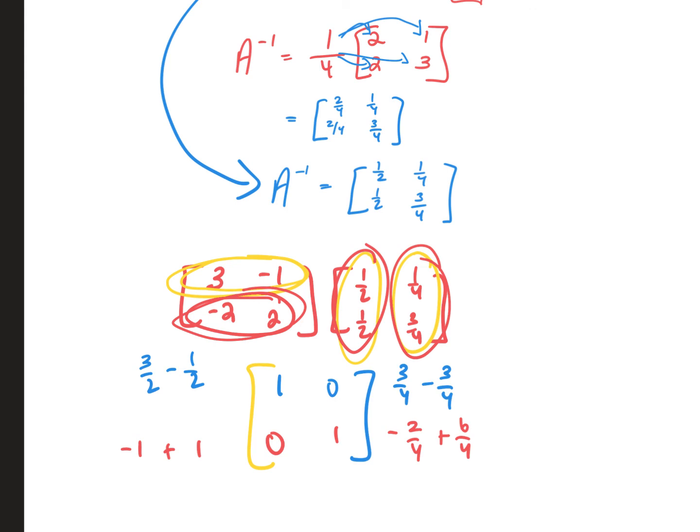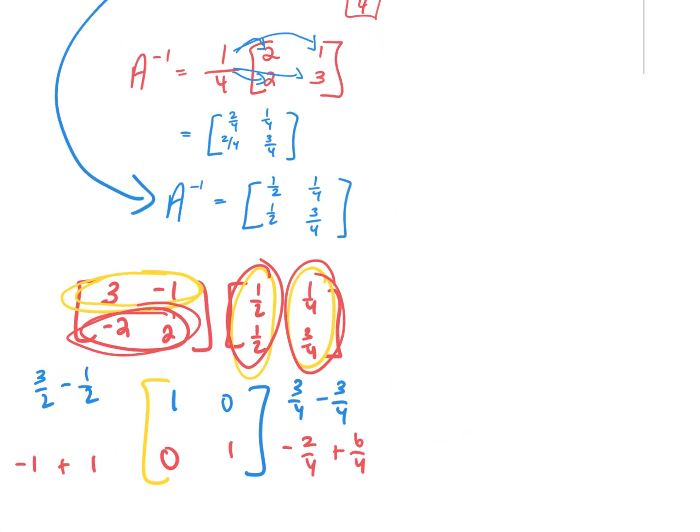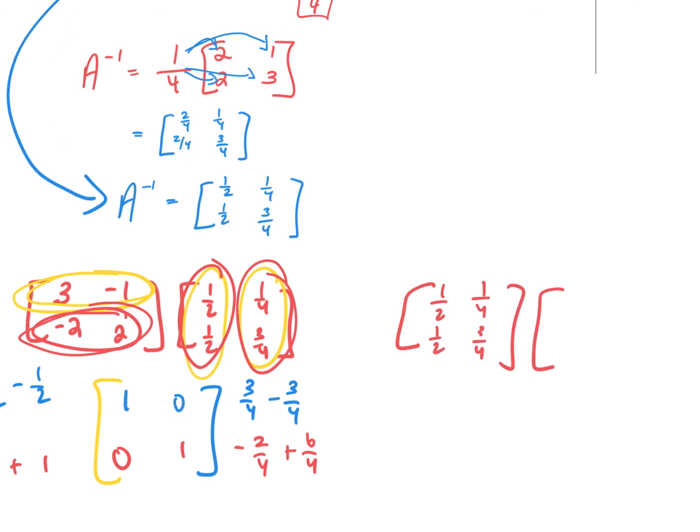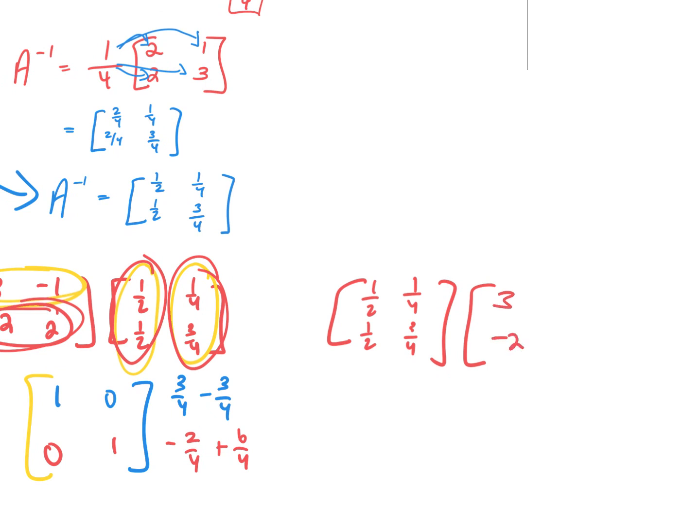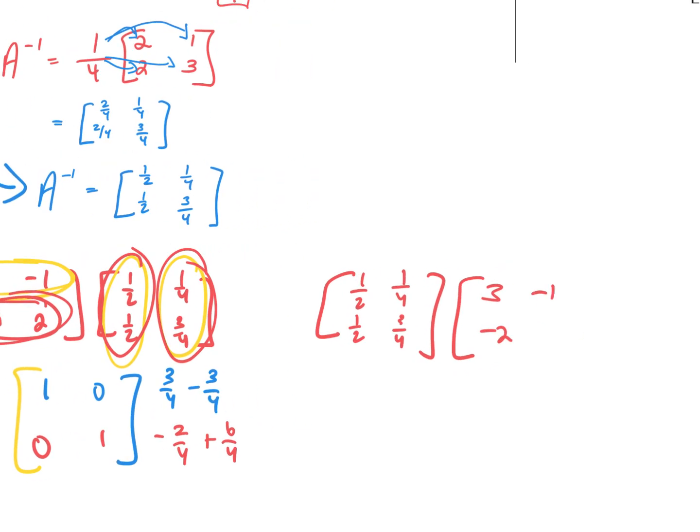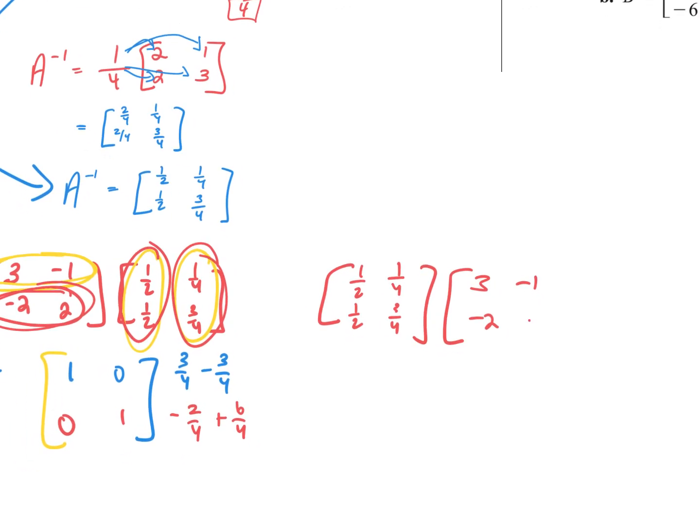Yes. Now, what would I do to continue to prove that these are inverses of each other? I'd then come over here and I would multiply 1/2, 1/2, 1/4, and 3/4 by 3, negative 2, negative 1, and 2. And when I did, what would I get? The same thing. I'd get the identity matrix. I'd get 1, 0, 0, good.